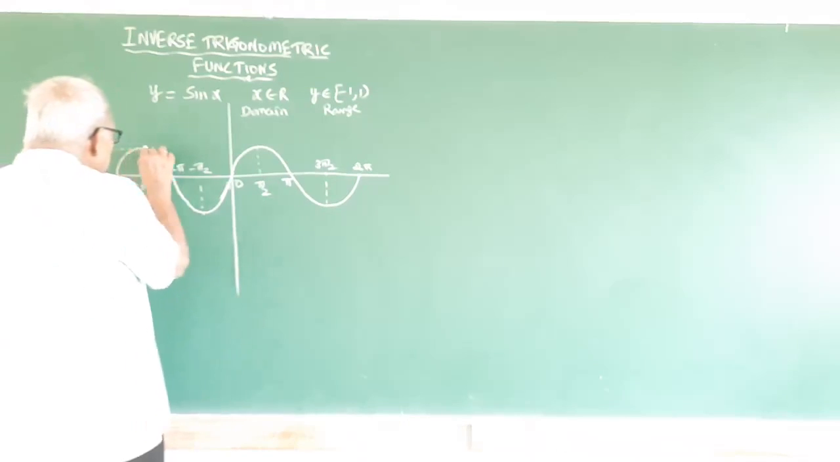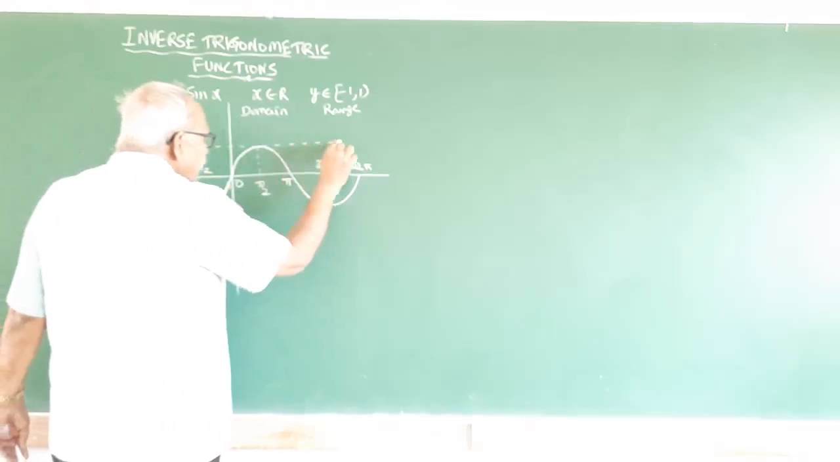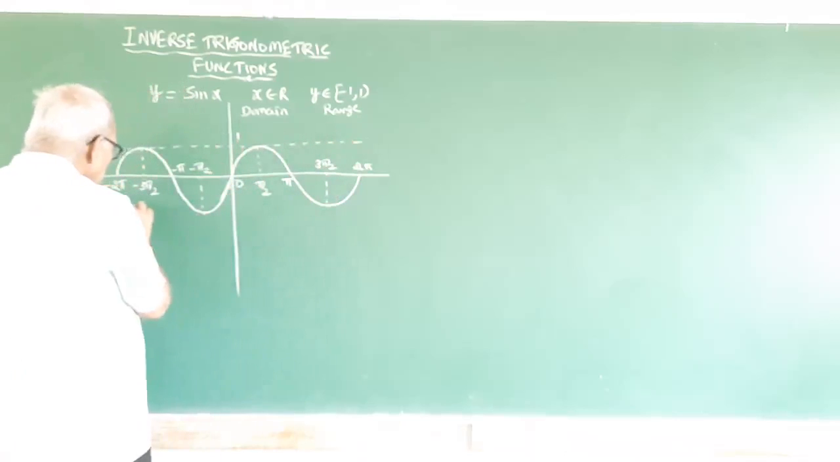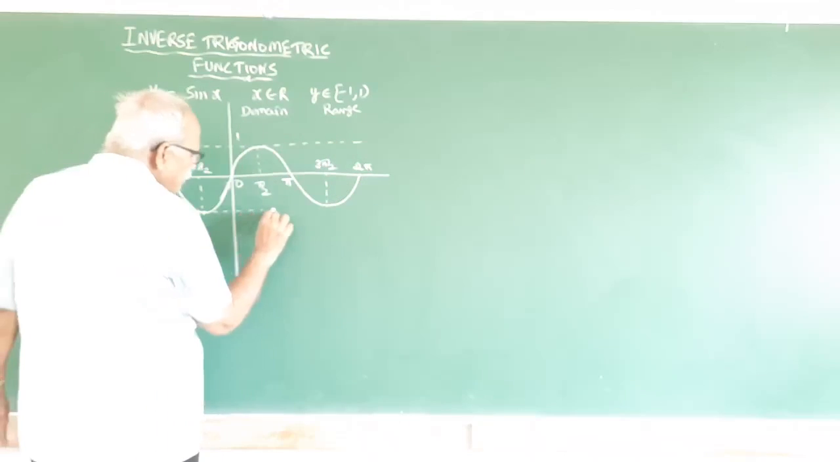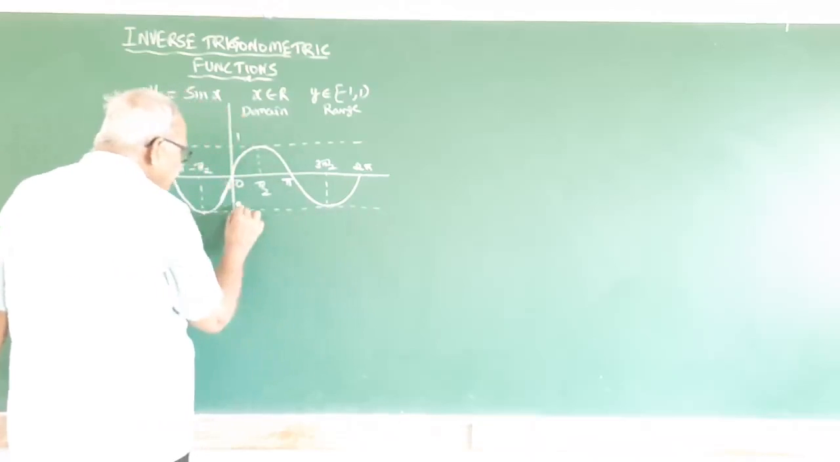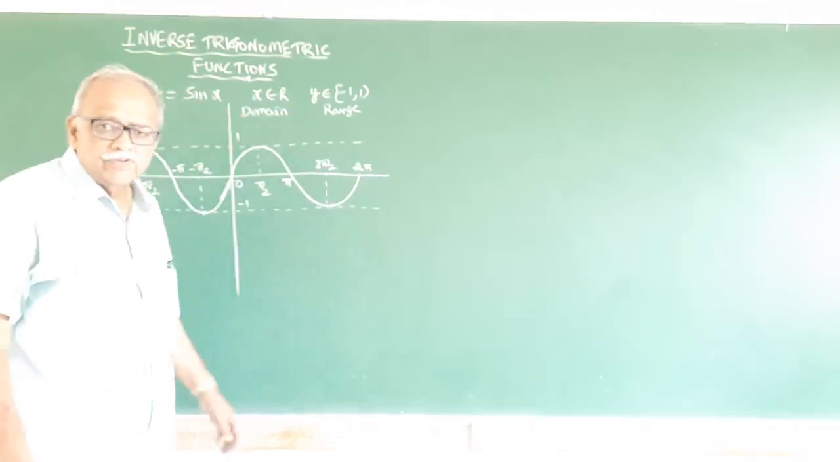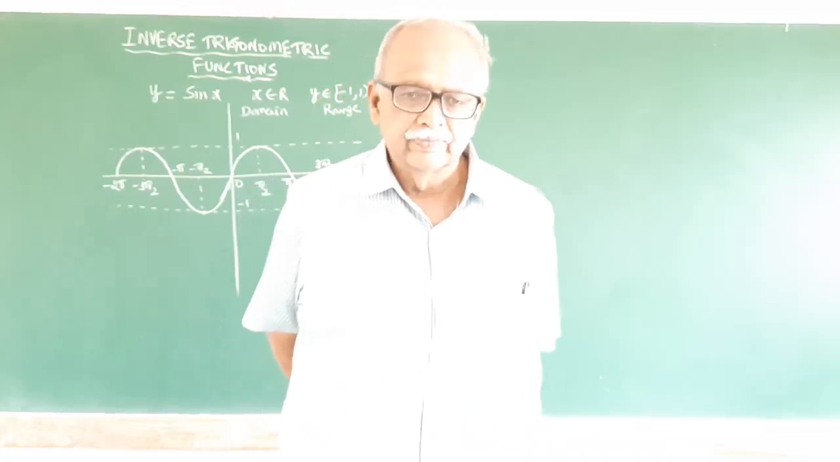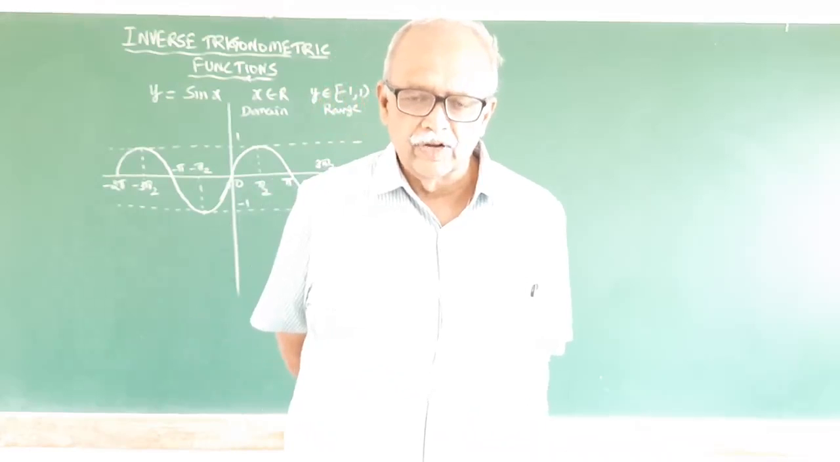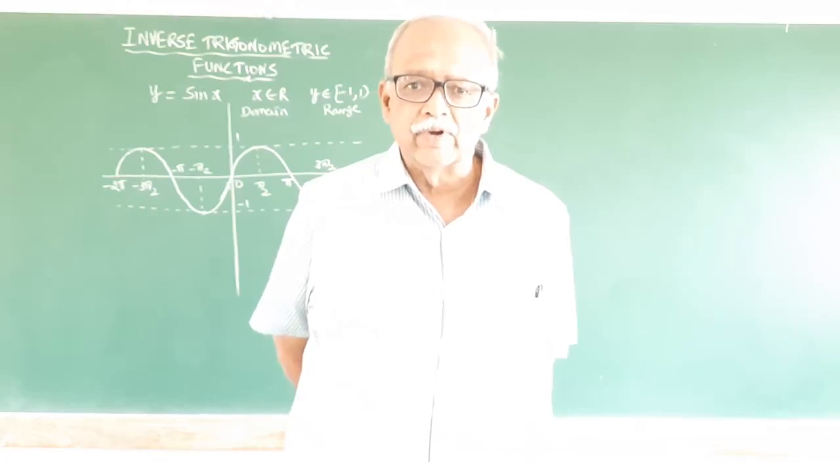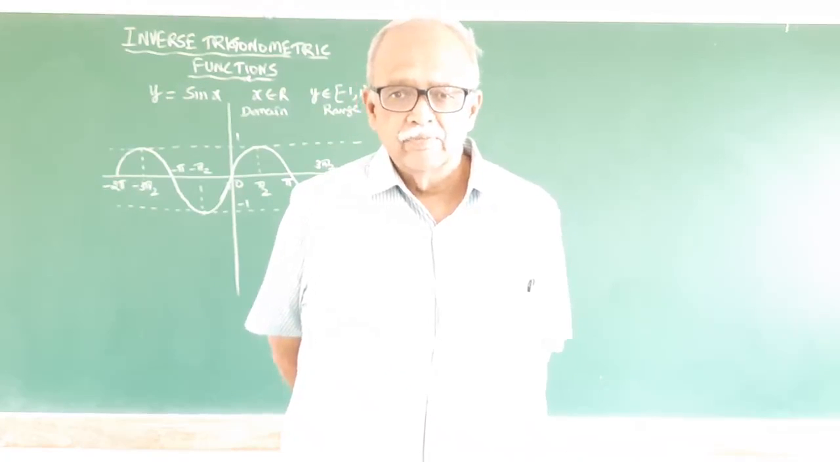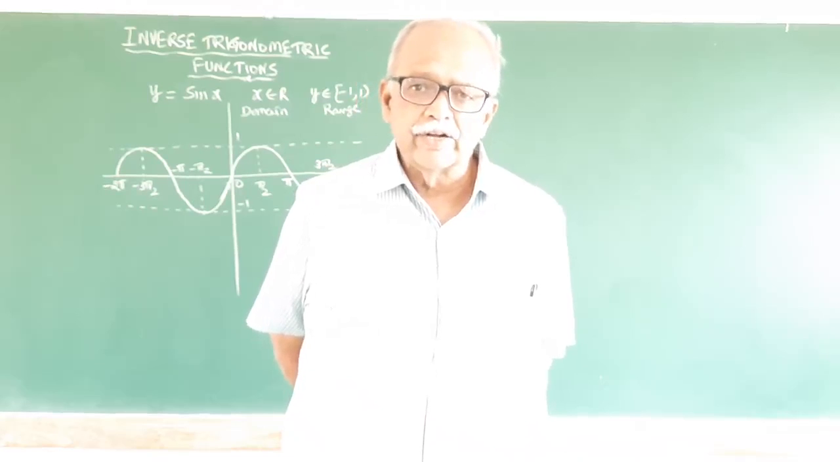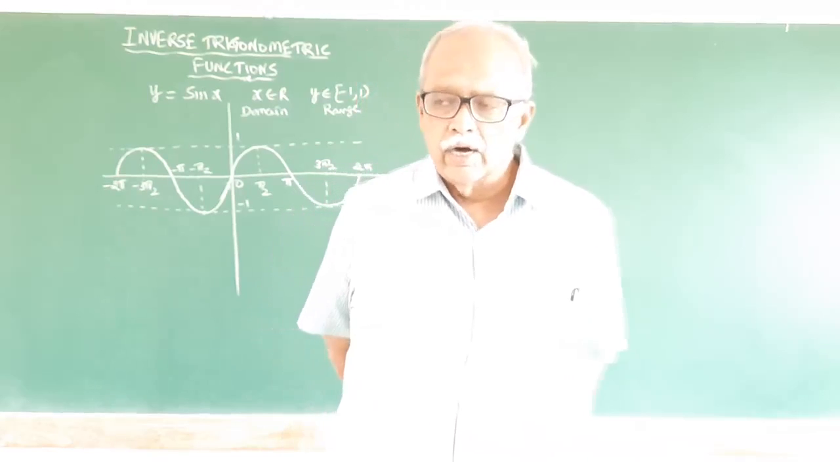You should understand that the maximum value of the sine function is 1 and the minimum value of the sine function is minus 1. So, within this border only, the graph of the sine function lies. Is it a one-to-one function? No, the sine function is not one-to-one in the entire interval. But in some particular intervals, by reducing the domain, we can convert it into a one-to-one and onto function.